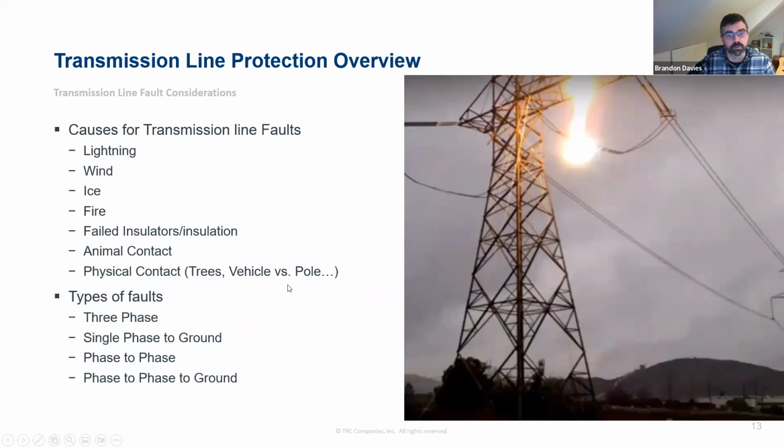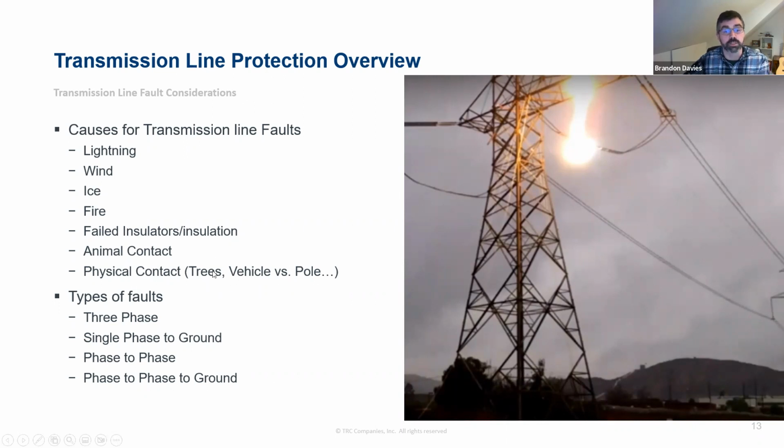And then physical contacts. This could be trees, vehicles hitting poles, things like that. Again, that's a little bit less of an issue for the transmission system than for the distribution system, because transmission lines aren't generally following the roadside, so you're a lot less likely to have a car or truck hit the pole and cause damage. They're also a lot larger, so even if a truck did hit it, it may or may not fail. And trees and other vegetation, it's a fairly controlled environment.